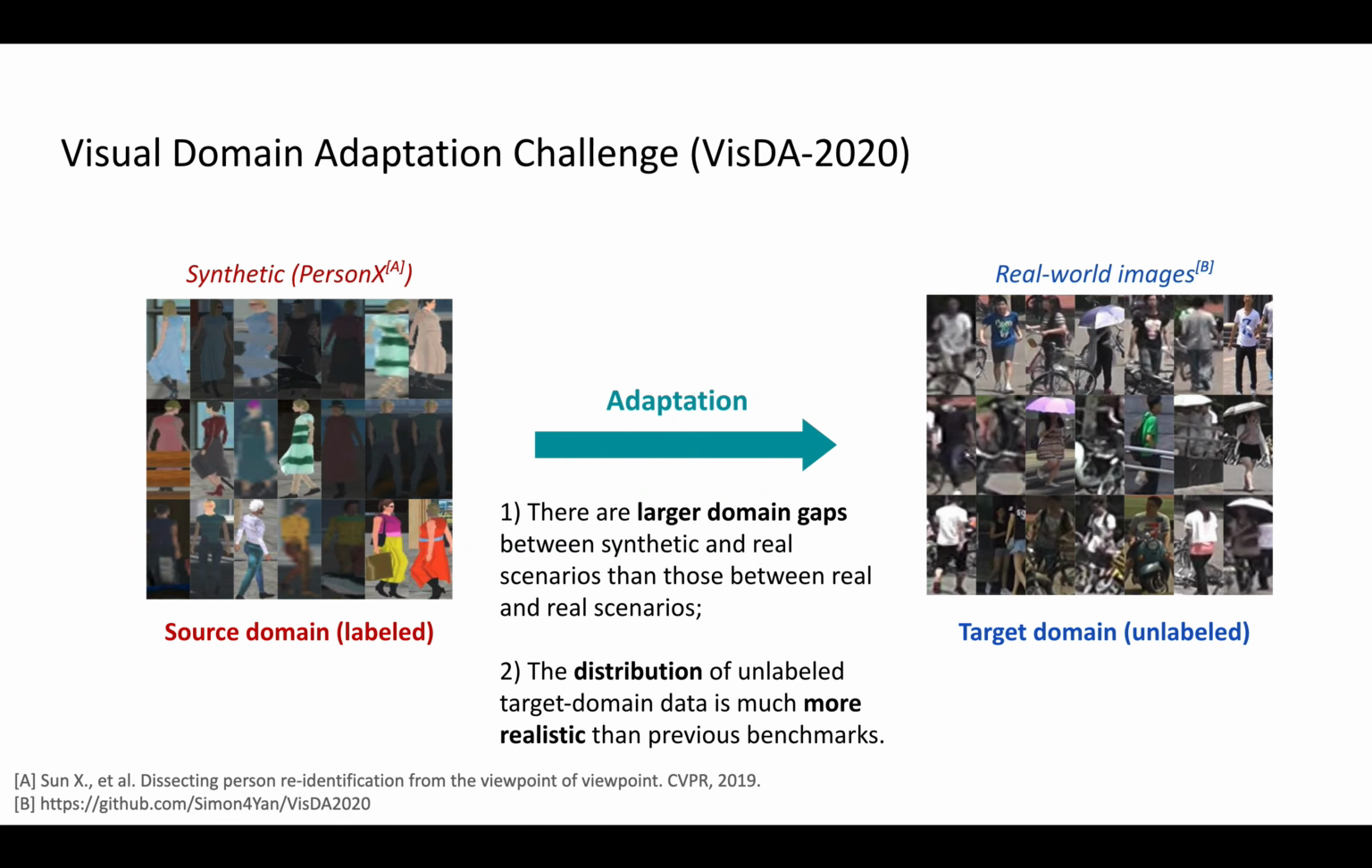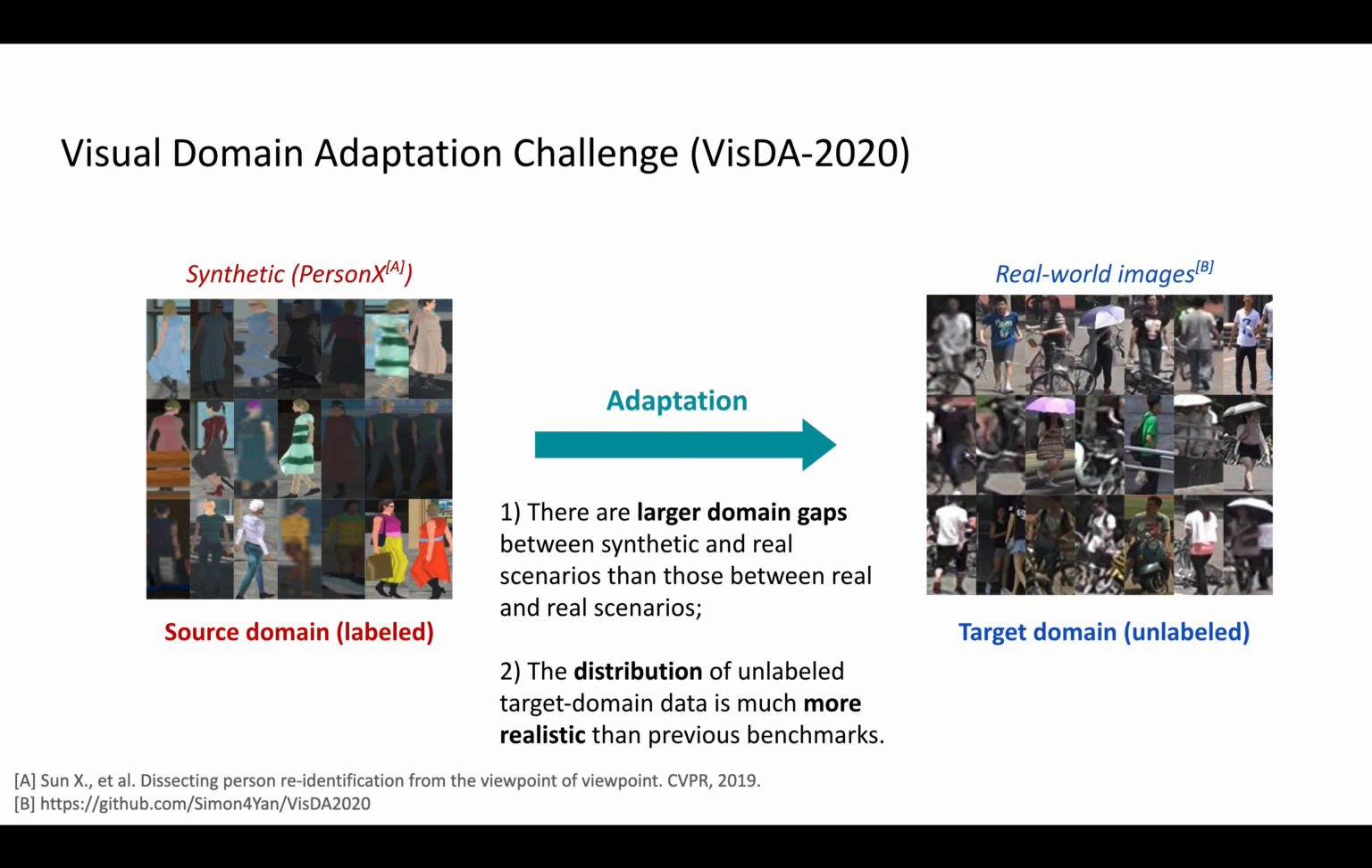Unsupervised domain adaptation, or UDA in short, is proposed to adapt the model trained on the labeled source domain to the unlabeled target domain, where there are generally no shared identities between two domains in real-ID problems. The Visual Domain Adaptation Challenge introduced a synthetic to real benchmark, which is much more challenging due to the fact that there are larger domain gaps between synthetic and real scenarios than those between two real scenarios. And the distribution of unlabeled target domain data is much more realistic than previous benchmarks.